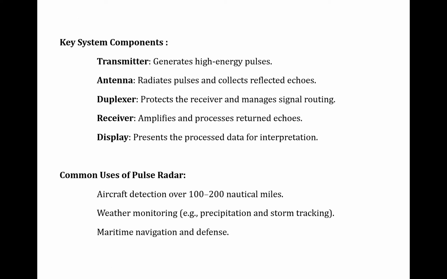So the key components are: the transmitter, which generates high energy pulses. The antenna radiates pulses and collects reflected echoes. The duplexer protects the receiver and manages signal routing. The receiver amplifies and processes the return echo. And the display, which has several types of displays.